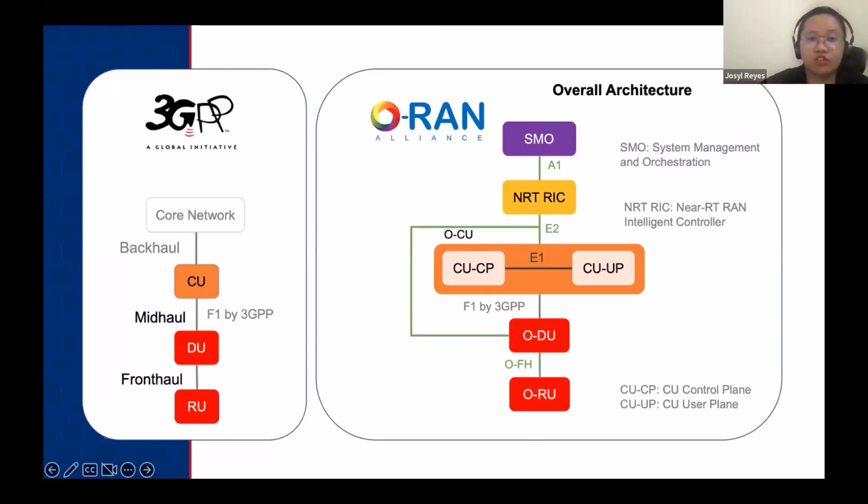Let's first look at the overall architecture of ORAN. We have seen this in the previous discussion. So of course there is the SMO, the near real-time RIC, and the OCU block consisting of CU-CP and CU-UP. The E1 interface is actually here. It's not the southbound interface. It's this interface here, ODU, ORU.